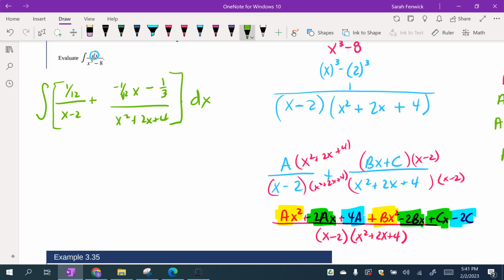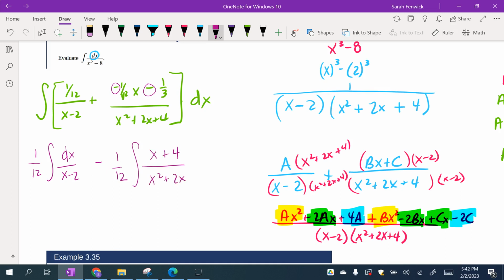Let's rewrite this a little different. I'm going to bring out my 1/12, and I'm going to make this one dx over x minus 2. This is going to end up being minus because I'm going to take that out there. So what I take out is a 1/12, and that gives me x plus 4 over x squared plus 2x plus 4 dx.